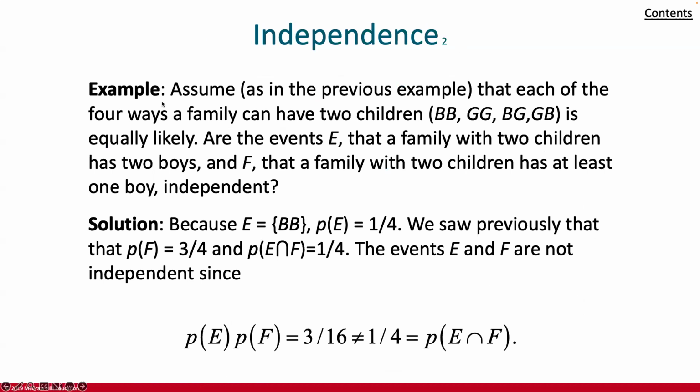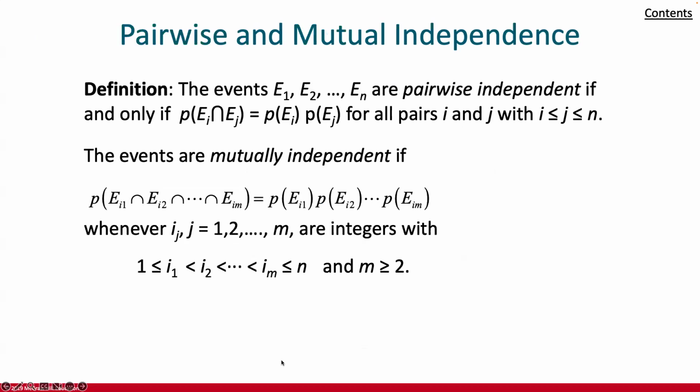Here's another example. Assume, as we saw before, that each of the 4 ways a family can have 2 children is equally likely. Are the events E, that a family with 2 children has 2 boys, and F, that a family with 2 children has at least 1 boy, independent? You can see what they argue here. They say that the events E and F are not independent, and they show the justification, as you can see.